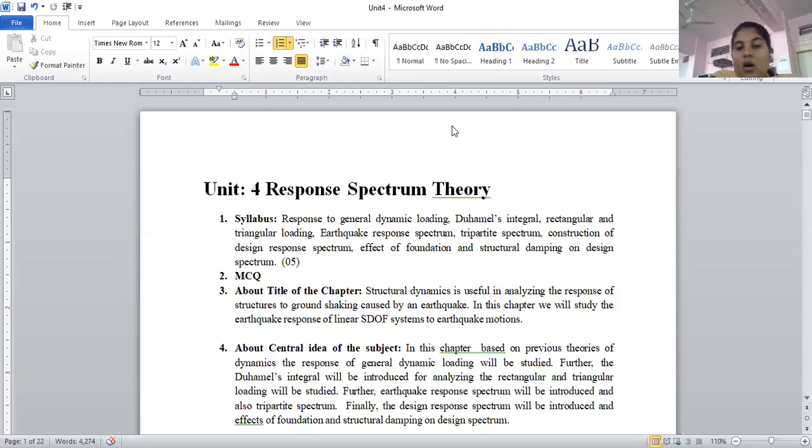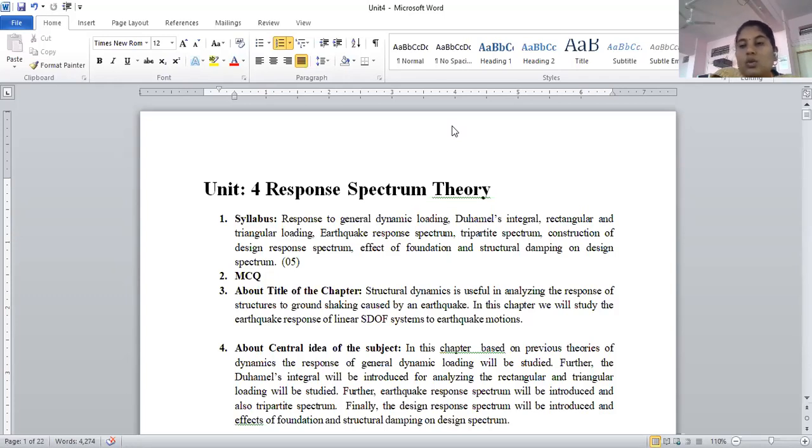Earthquake response spectrum, tripartite spectrum, construction of design response spectrum, effect of foundation and structural damping on design spectrum.